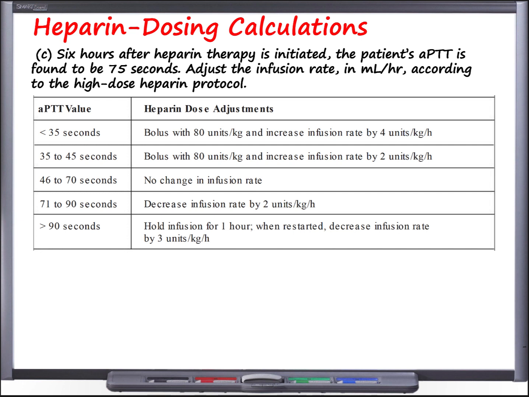So given what they tell us in letter C, our value of 75 seconds puts us within the range of 71 to 90 seconds, and the instructions on the protocol are therefore to decrease the infusion rate by 2 units per kilogram per hour. I'll remind you that in letter B that we just did, the value was 18 units per kilogram per hour. Now we're being told because of the APTT, we should decrease it by 2 units per kilogram per hour.